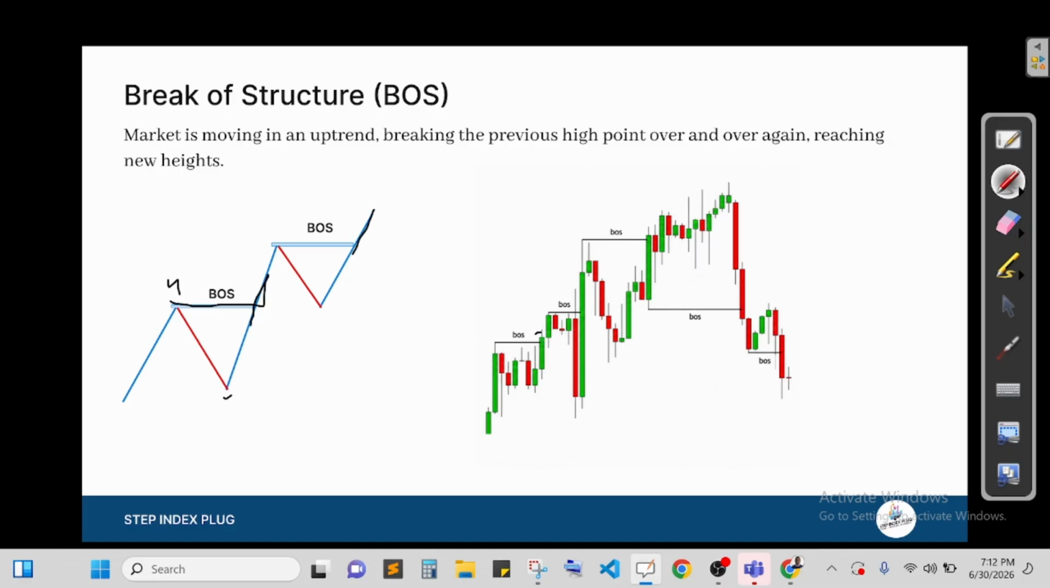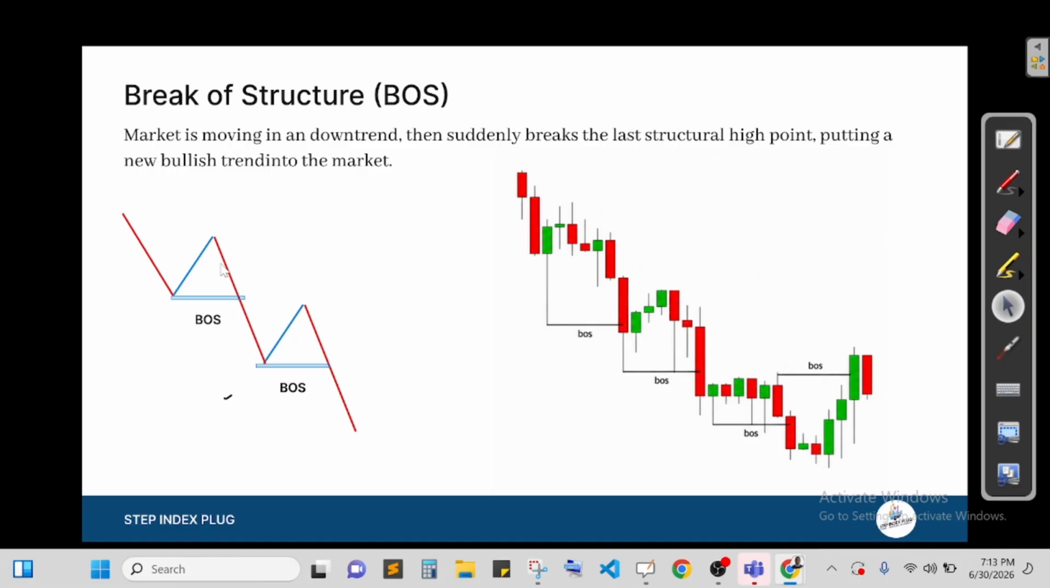Look at this now. The candle closes above it, right? Yes, sir. The candle closes above it. That is what made it a valid breakout. But here the market has changed direction. This is a breakout, but we call it change of what? Character. Change of character.